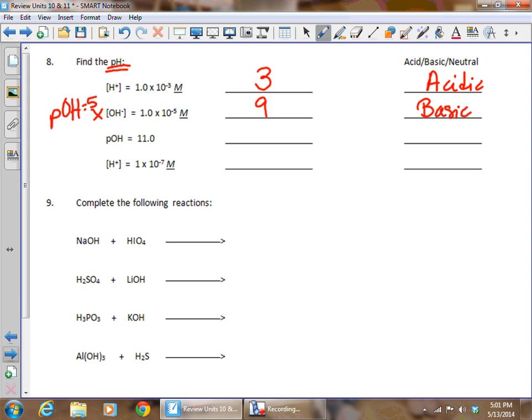The pOH, if it's 11, again, we can subtract that from 14 and get that the pH, once again, is 3. So if the pH is 3, it's going to be acidic again. And finally, if the H+ is 1 times 10 to the minus 7 molar, then we know that the pH is 7, and if the pH is 7, at least at 25 degrees Celsius, we've got a neutral solution.